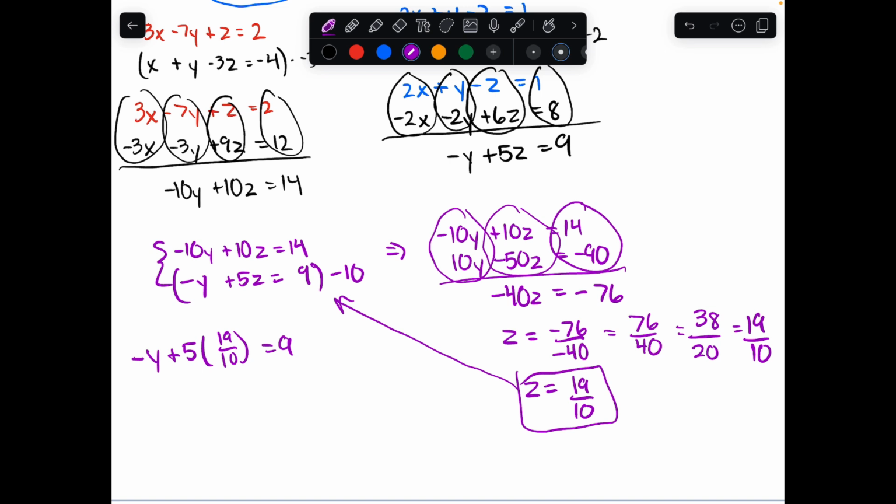Now I'm going to distribute, so we have negative y plus 19 over 2 is equal to 9. Now I want to get y by itself, so I'm going to subtract 19 halves over. So we have negative y is equal to 9 minus 19 halves. But we can rewrite this as 18 over 2 minus 19 halves. And so we're going to get negative y is equal to negative 1/2. But we get rid of our negative signs, and so we finally get y is equal to positive 1/2.